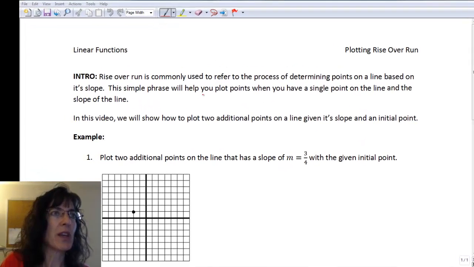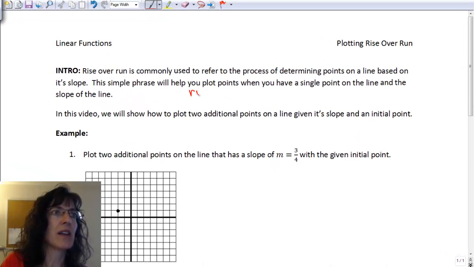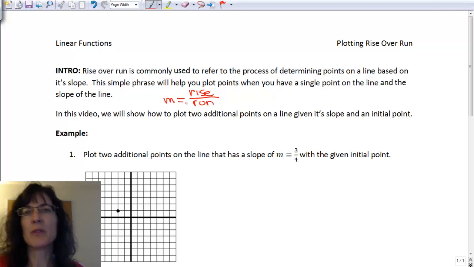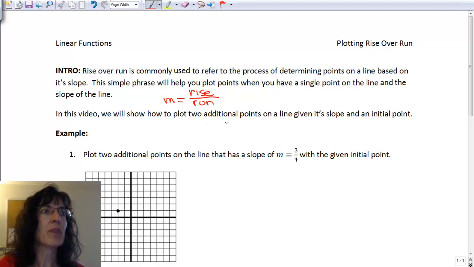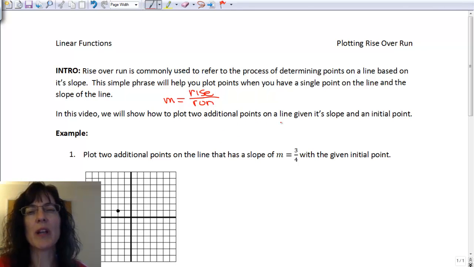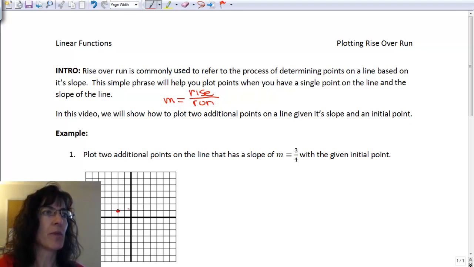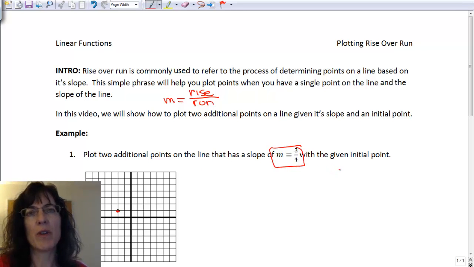So the slope we think of as rise over run. And m is often the letter that we use for slope, and you can also use the words slope is rise over run. So I'm going to show you how, if you start with a given point, to find other points based on a slope. Here's my first point right here, and I want to use a slope of 3/4 and plot another point.